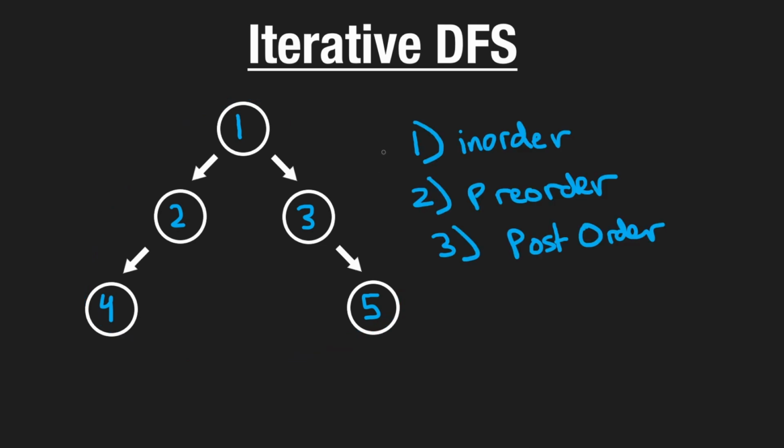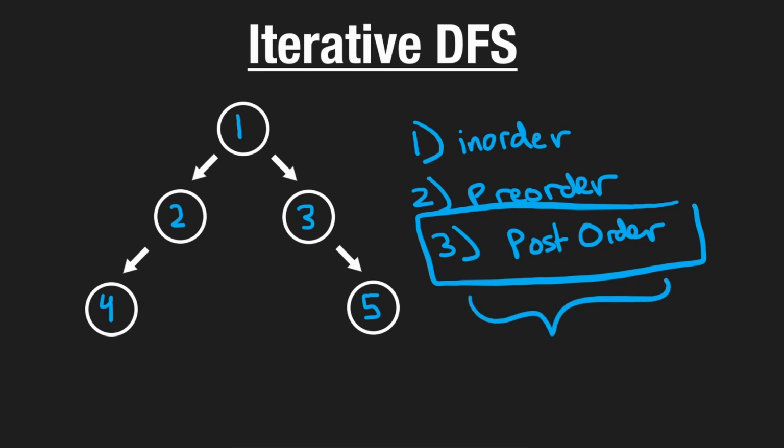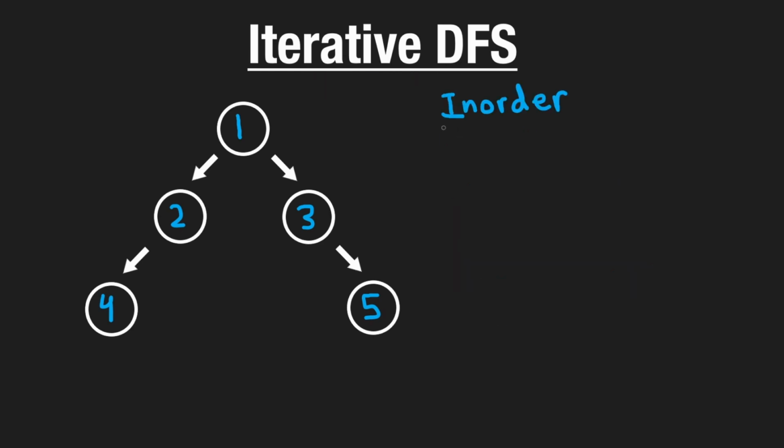We're going to be going through the 3 common traversals for a tree. In-order traversal first, which is going to be the easiest one when we do it iteratively. And we're also going to do pre-order and post-order, which is going to be the hardest one when we do it iteratively. So with in-order traversal, we know we're going to start at the root node.